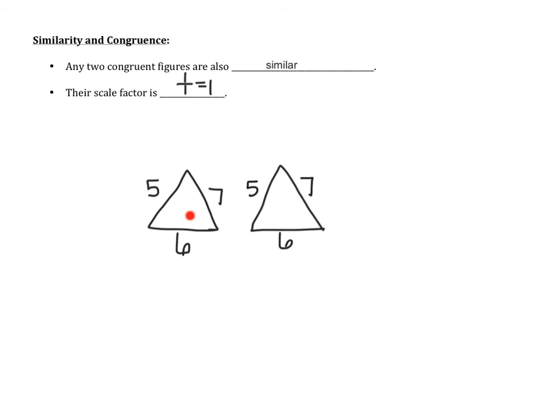So these two triangles, as you can see, are congruent. It's 5 over here, 5 over there, 7 and 7, 6 and 6. So again, these two triangles are congruent. If I wanted to find their scale factor between the corresponding sides, I would take one side over the other. So 5 over 5, which is equal to 1. Or 7 over 7, which again is equal to 1. Or 6 over 6, and again, you guessed it, is equal to 1.